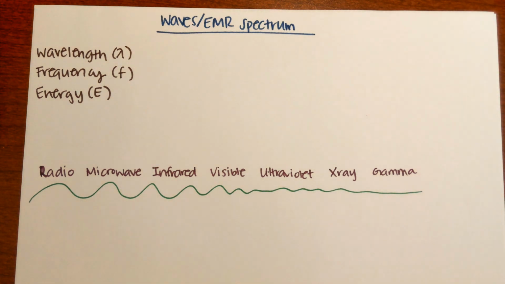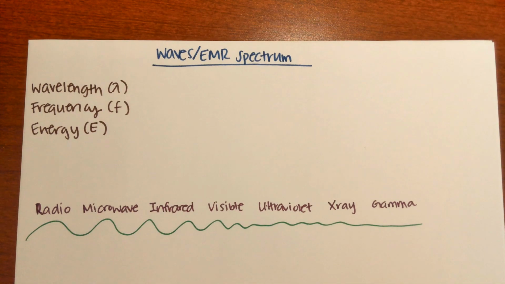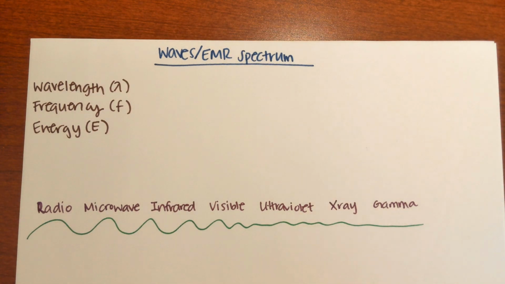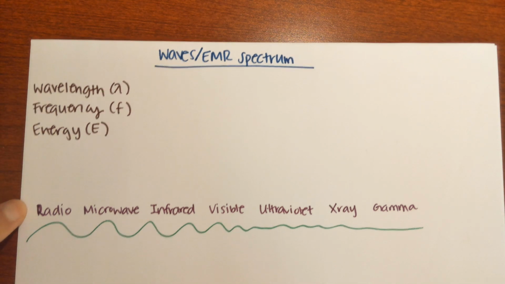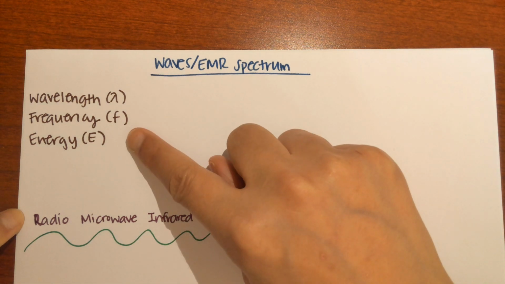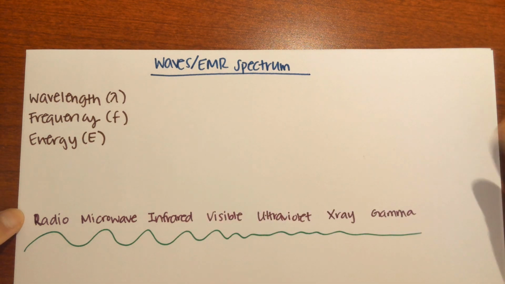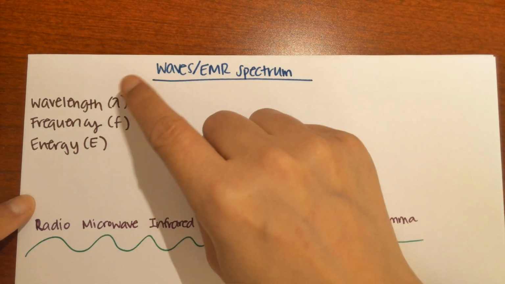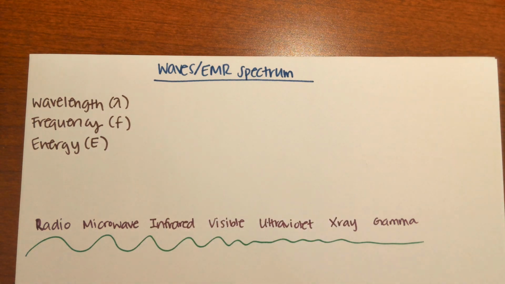Today I'll be going over wave trends and the EMR spectrum, the electromagnetic spectrum. So first with wave trends, you have to know the variables of the wave. So we have wavelength, frequency, and energy. I also have written the symbols, so in another video where I'll talk about wave calculations, you have to know what these symbols mean.